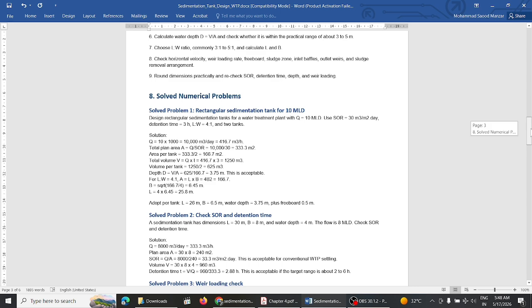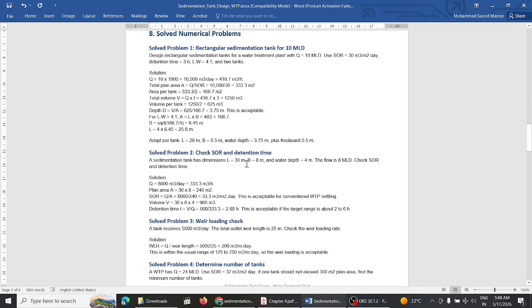Now this is another problem here. Sedimentation tank, as I mentioned, L is equal to 30 meter, B is equal to 8 meter, and depth is equal to 4 meter. So we will check the surface overflow rate and the detention time.